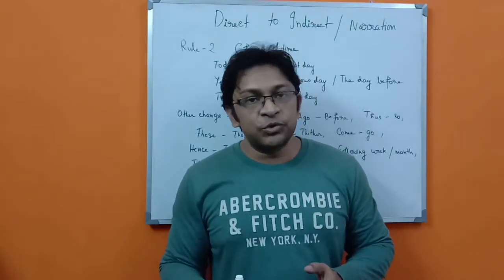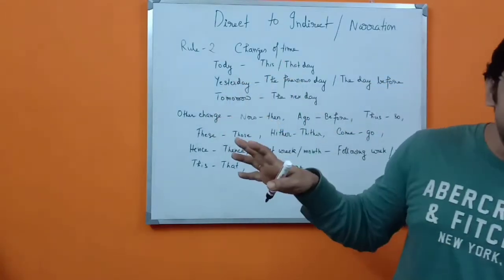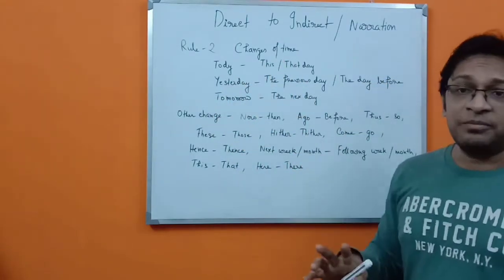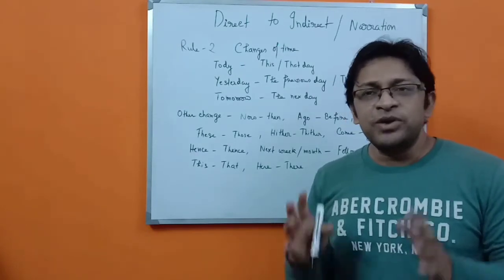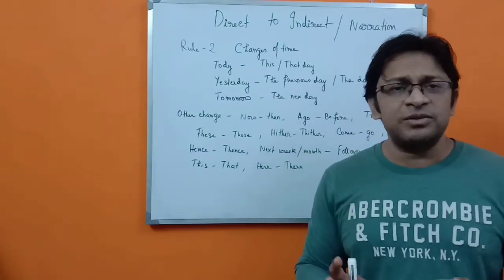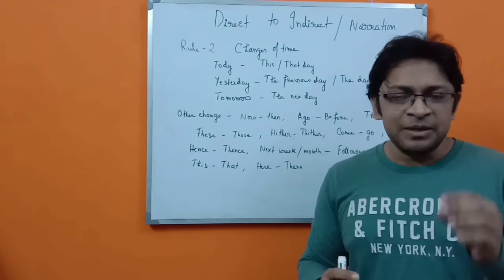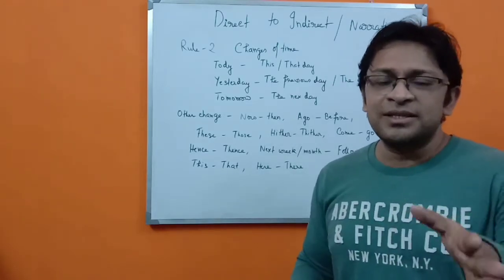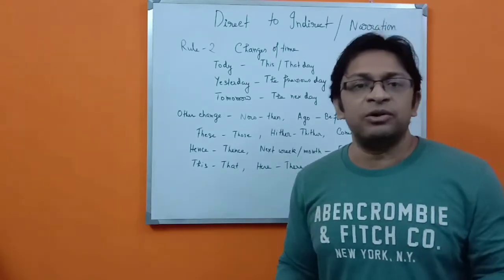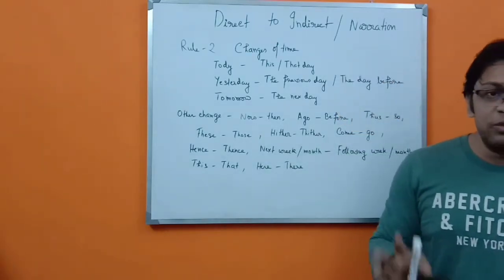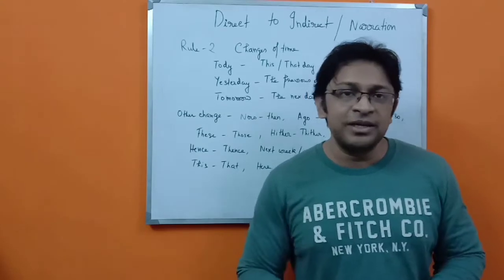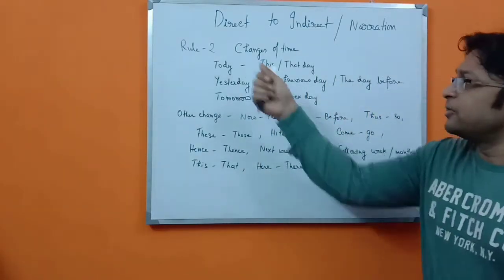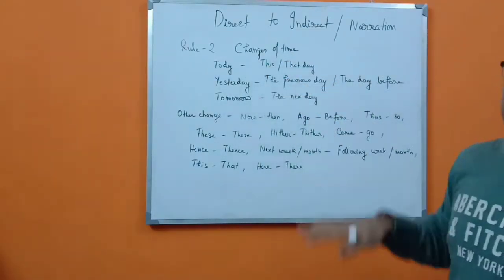Now what I am going to show you is rule number 2. This is also very important, because in direct to indirect sentences we have to be very minute, because there are several changes. If you leave out even a single change, then the sentence will be wrong. So you have to be very careful and give your full concentration while doing these changes. So in rule number 2, what I can see is changes of time.